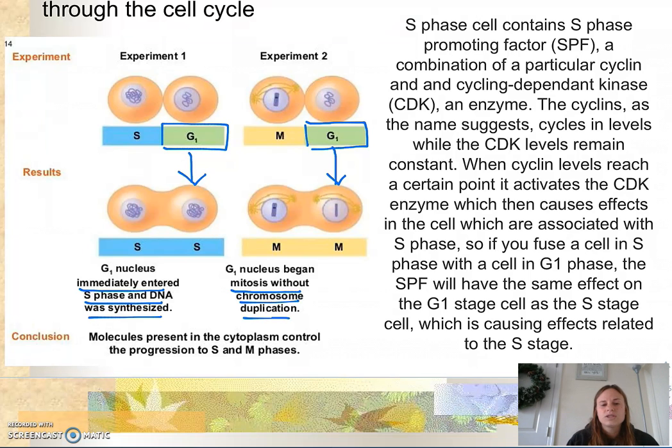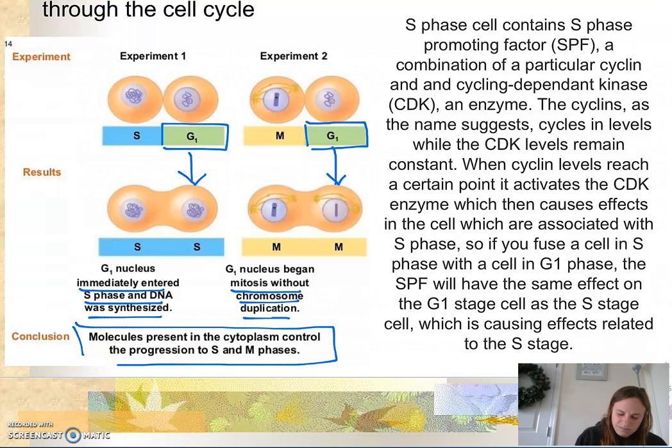And from that information, what scientists took was that there must be some molecules present in the cytoplasm that control the progression to S and M phases.